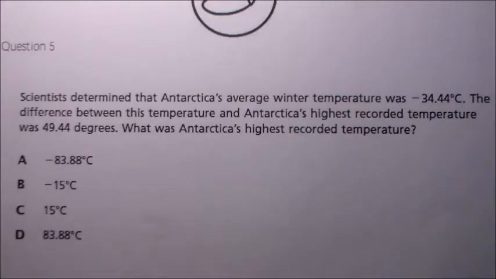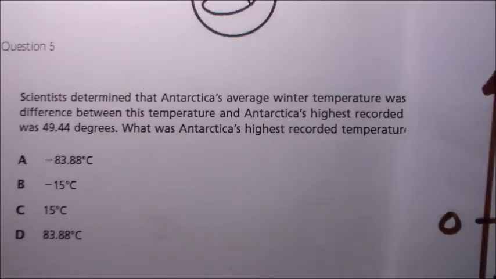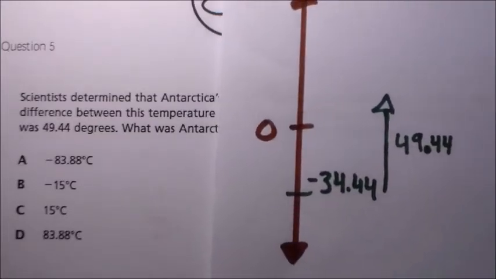Okay, question 5. Scientists determined that Antarctica's average winter temperature was negative 34.44 degrees Celsius. The difference between this temperature and Antarctica's highest recorded temperature was 49.44 degrees. What was Antarctica's highest recorded temperature? All right, so what do we have? We have a temperature problem, and you should always draw number lines when you have a temperature problem.